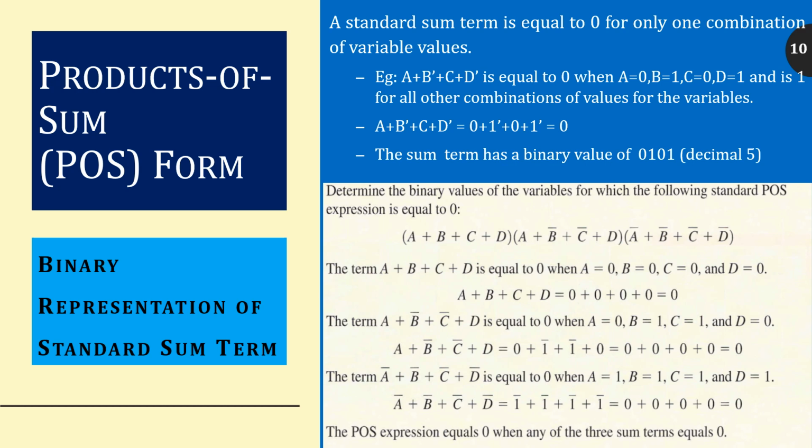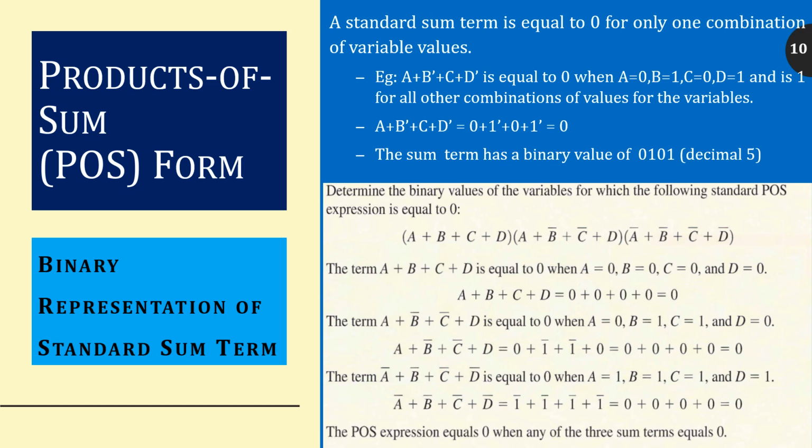So a plus b bar plus c plus d bar is equal to 0 plus 1 bar plus 0 plus 1 bar, which is equal to 0. So the sum term has the binary value 0 1 0 1, which is equivalent to the decimal value 5. Another example: determine the binary values of the variables for which the following standard POS expression is equal to 0. A plus b plus c plus d. All the terms are in the true form, so we need to assign 0 to all the variables. So a is 0, b is 0, c is 0, d is 0. So the corresponding binary value is 0 0 0 0, which is equal to 0.